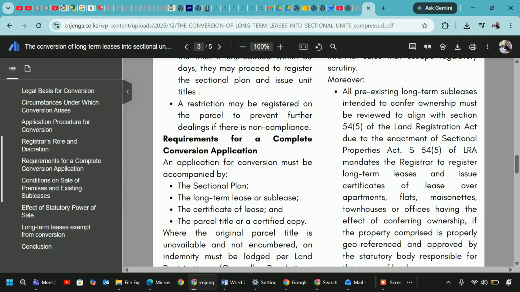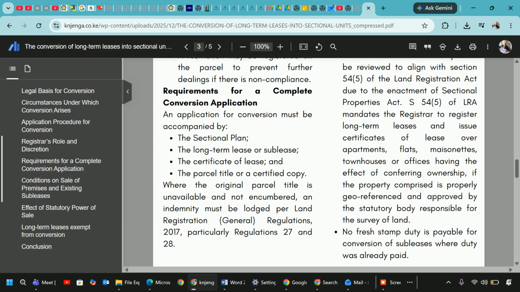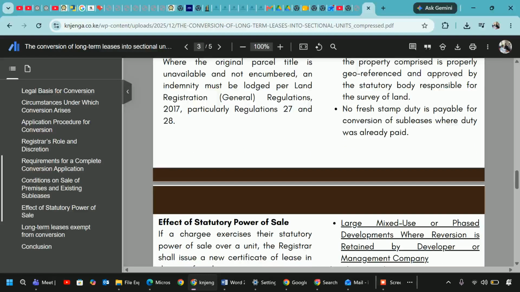Section 54(5) of the LRA mandates the registrar to register long-term leases and issue certificates of lease over apartments, flats, mansionettes, townhouses, or offices having the effect of conferring ownership, if the property comprised is properly georeferenced and approved by the statutory body responsible for the survey of land. So in essence, the Sectional Properties Act of 2020 came to bring effect or life to Section 54(5) of the LRA. No fresh stamp duty is payable for conversion of subleases where duty was already paid.